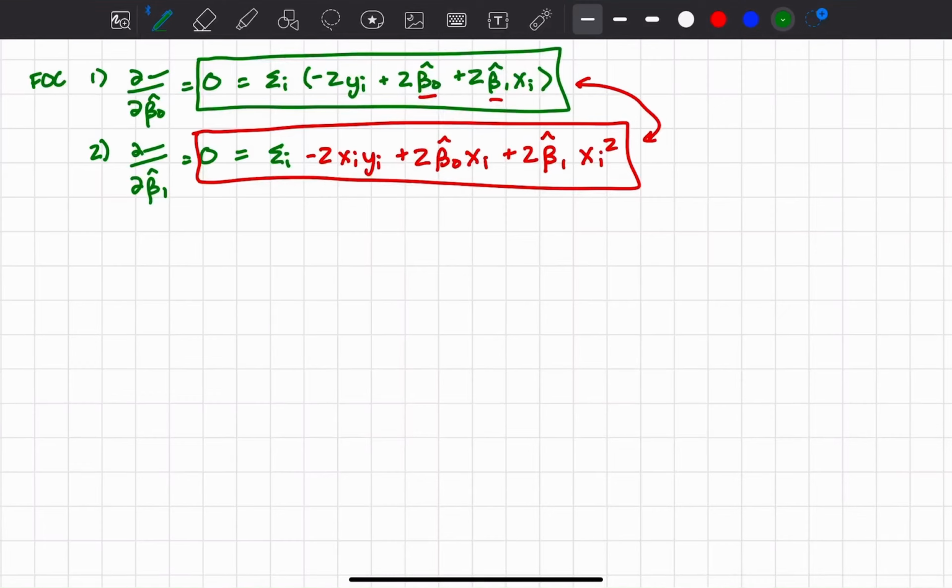All right, let's start with the first one first. It's a little simpler, I think. So in the first one, we have 0 equals sum i, and there's 2's on every term here, so we can just divide by 2. Cancel that.